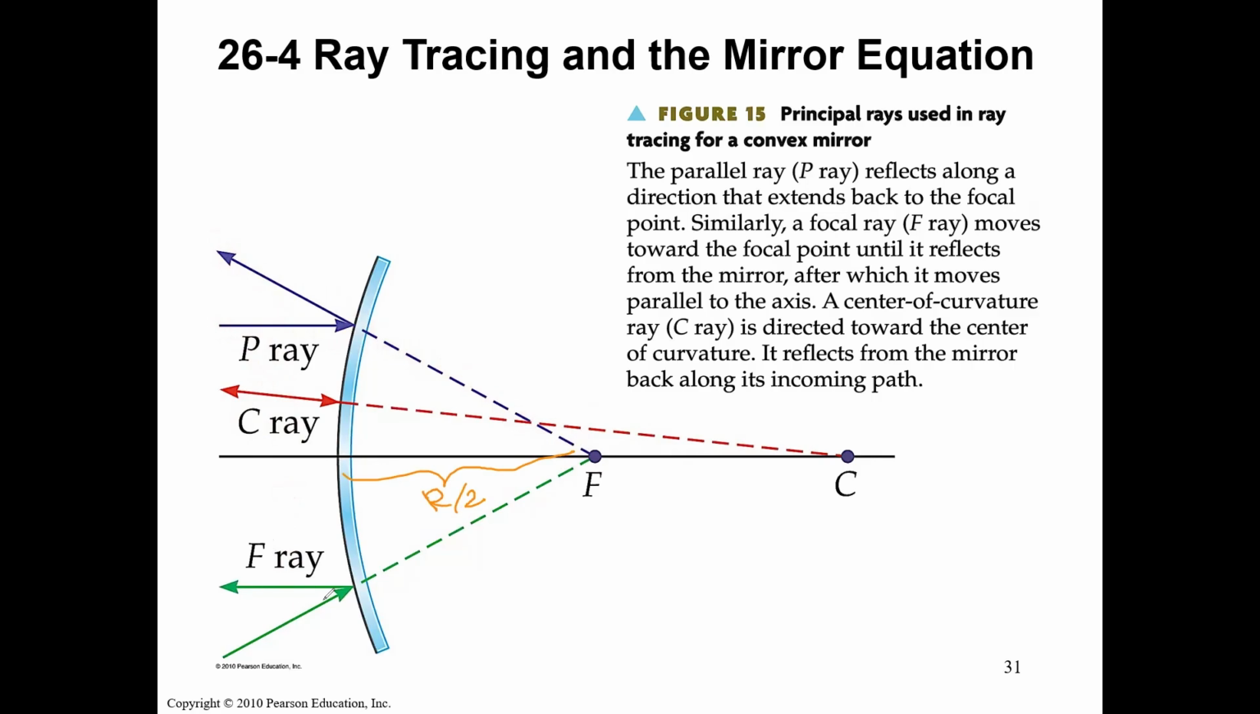Now, if we have a ray that actually goes towards the focal point, it actually will get reflected and go back towards parallel direction. And this ray is called F ray. This is a focal ray. And the third ray that we know the direction of is the C ray. It actually goes towards the center of curvature. And in this case, it will make a right angle with the surface, the angle of incidence and angle of reflection both 0 degrees, and the ray will be perfectly reflecting back towards the original direction.